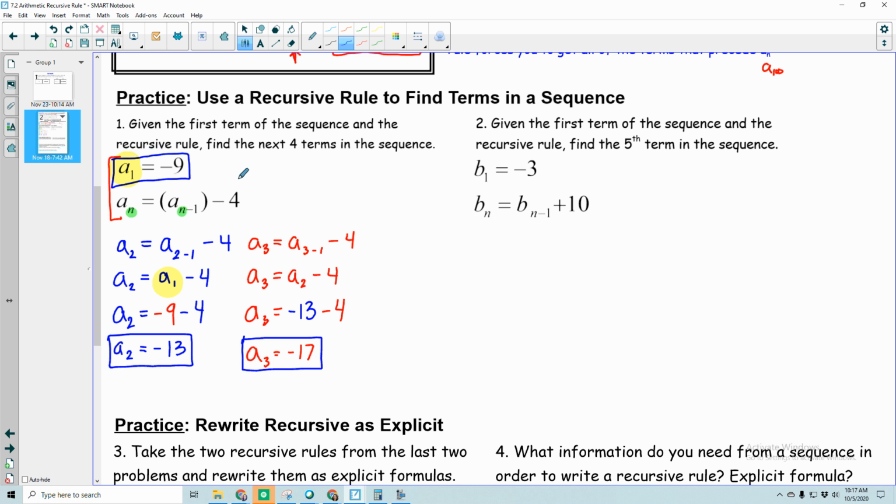So maybe you can kind of see what's going on here in the midst of all of this craziness that we've been working through. The first term of the sequence is negative 9, second one is negative 13, and then the next one is negative 17. So by that logic, what is the fourth term in the sequence without using the formula? Well, it looks like I'm just subtracting 4. So if I subtract 4 again, I should get negative 21 without even using the formula.